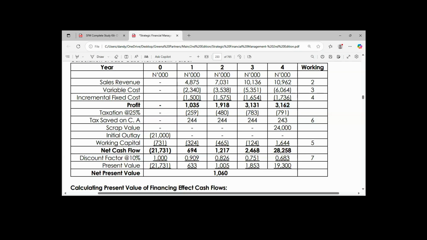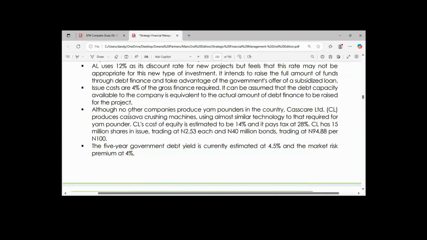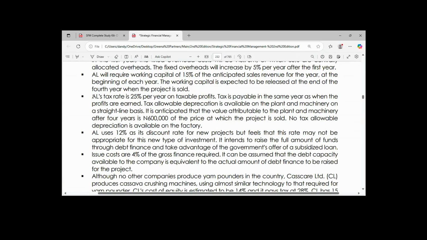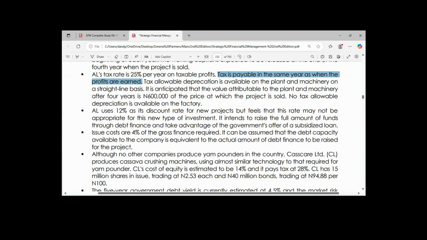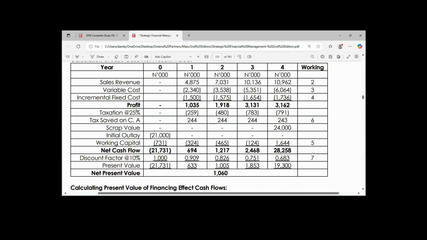So with this, the next thing we are going to do is to pay tax. We go back to the question and identify the company tax rates. You are told here that the tax rate is 25% per year on taxable profit. Tax is payable the same year as when the profits are earned. So if that is the case, let's go and determine our tax liability.